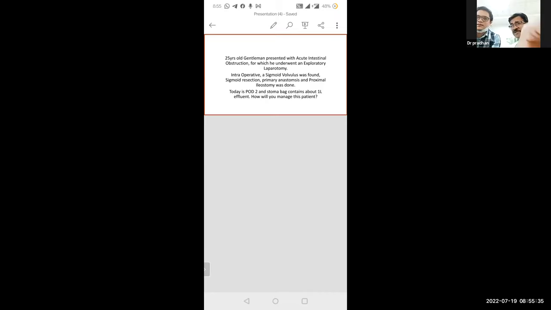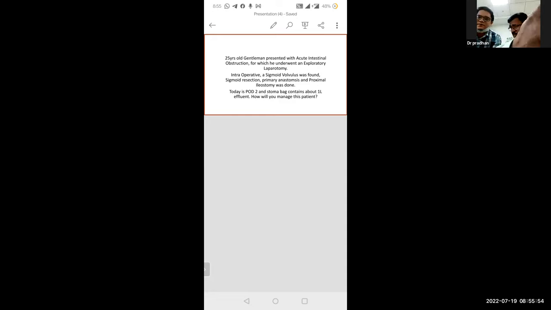Yes. How do you ensure that? How do you ensure that distal segment has healed, there is no leak? Yes, how do you do that? We'll do the contrast. Yes. What is contrast study?